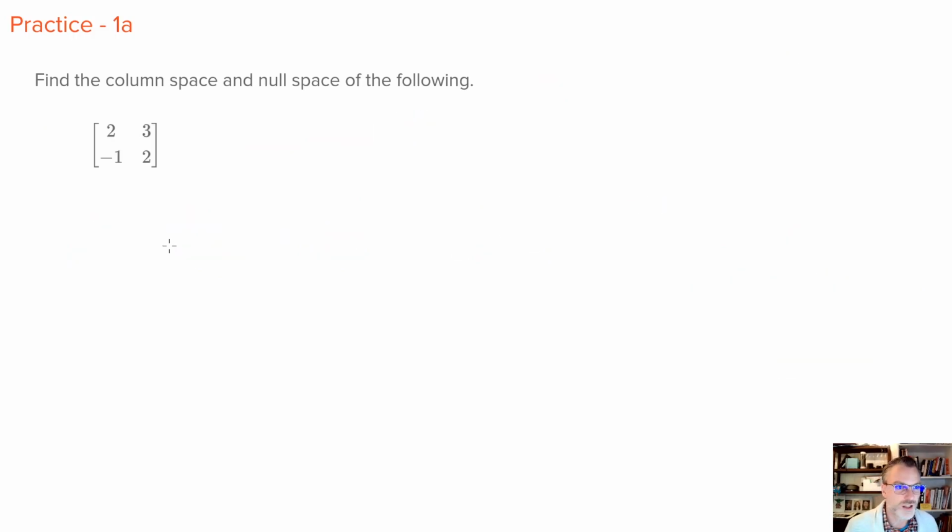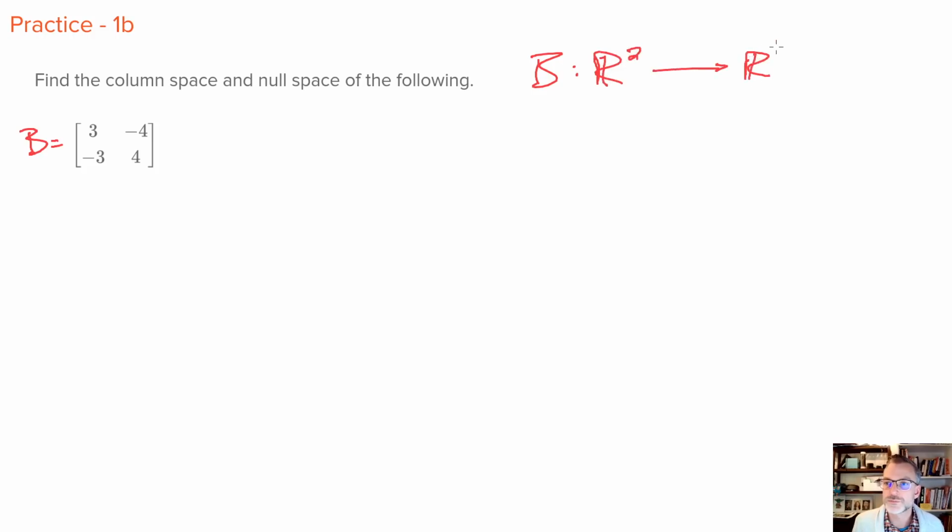Now let's look at another example. This here, again, I'll call it matrix B, to switch it up a bit. B goes from R2 to R2, just like last time. But now I want to see whether there should be some vector that, when multiplied by B, will go to 0. Let's try it out.